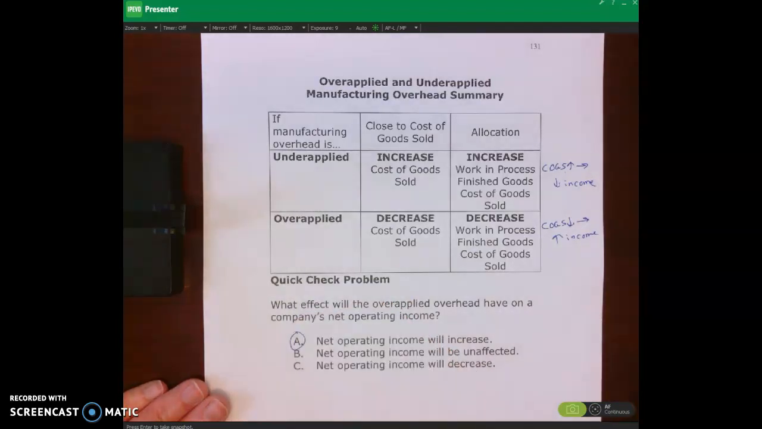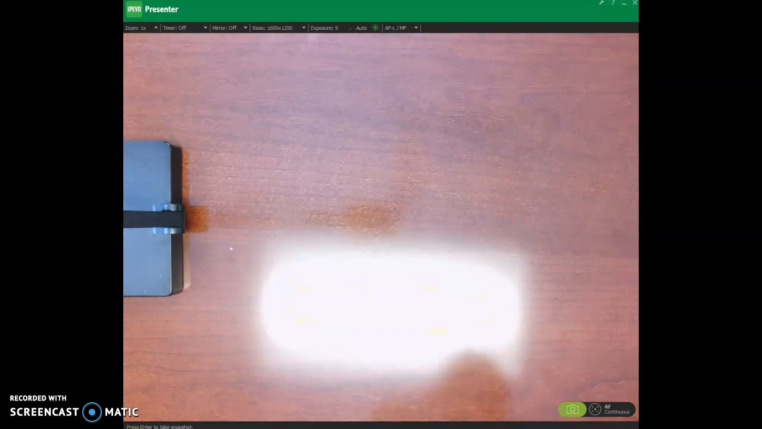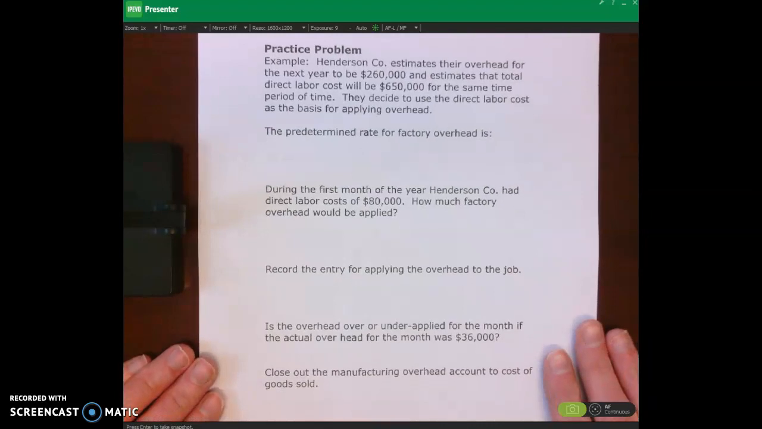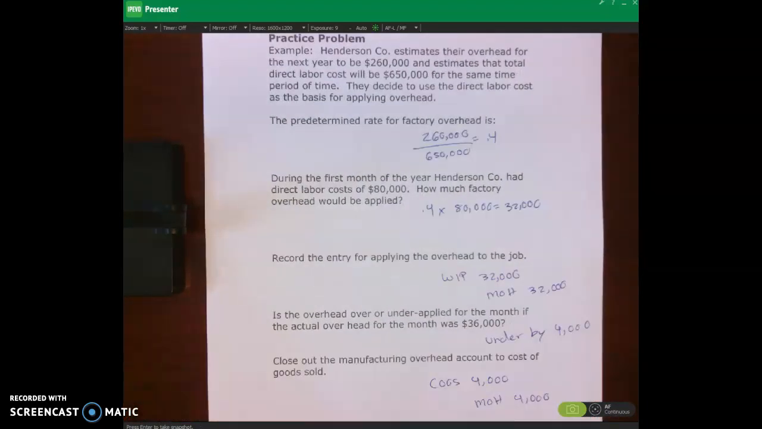Okay? So on the next page, I have a practice problem, and I want you to do this practice problem. I want you to pause the lecture video and do this practice problem, and then we will check it. Okay, so let's see how you did.